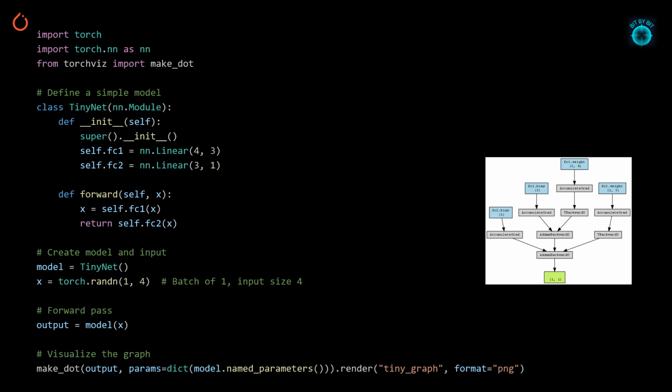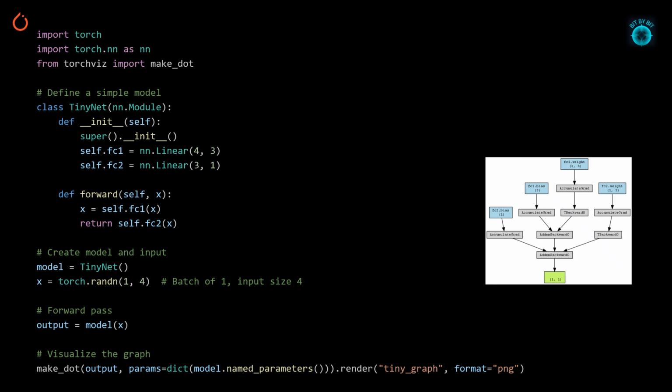Similarly, fc2.weight is shaped 1 by 3, mapping 3 features to a single output. Each parameter is connected to an accumulate grad node. That means gradients will be collected and stored there during the backward pass.